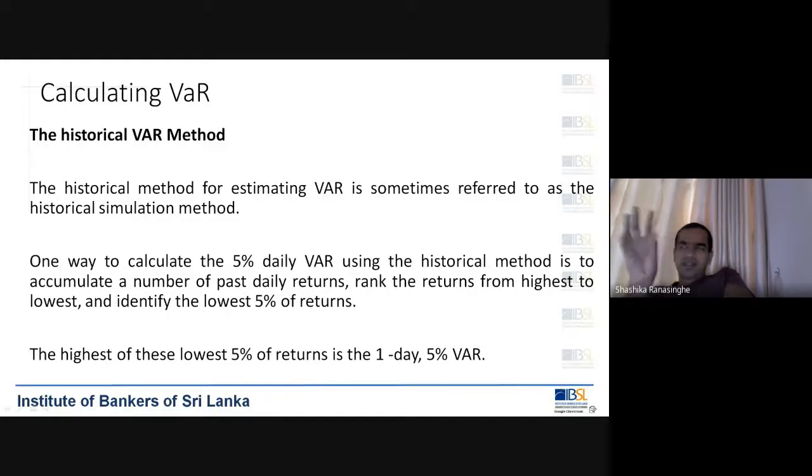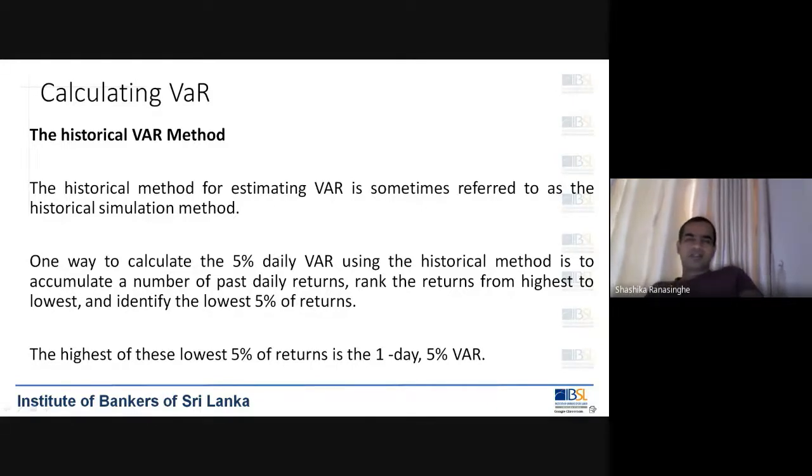You get the past daily returns. Maybe you're analyzing the last 100 days returns. So you get the past 100 days returns, then rank the returns from the highest to the lowest, from the best return to the worst return, and identify the lowest 5% of returns. So if you are analyzing 100 days of returns, you take the 5 days of lowest returns. That's the lowest 5% of returns. The highest of these 5% lowest returns is the 1-day value at risk. So the 5% position will give you the 1-day value at risk.